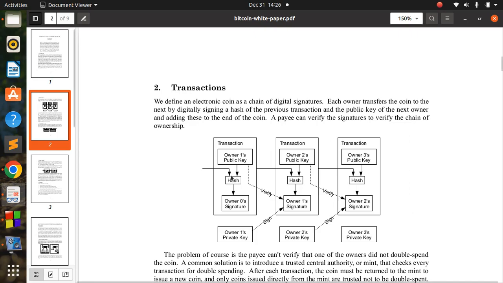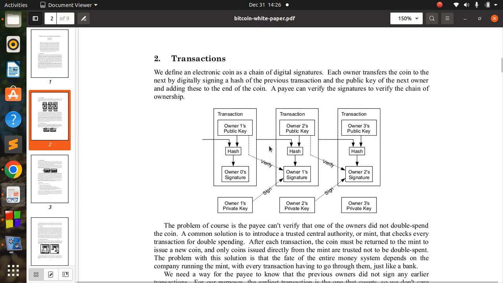All right. Then it says, adding this to the end of the coin. That's what miners do. A payee can verify the signatures to verify the chain of ownership. You see here, transaction, owner's public key. Then this is the hash. This is owner 1's public key. This is the hash, which is the key. Now, owner 0's signature. This is a block of transactions. Whichever miner is the first to verify it, you see verify here, becomes the owner's signature. Then this is a transaction: owner 2's public key, and this is owner 1's private key. That key is a random number found using an algorithm. The first to find it will chain the block of transactions into the chain.